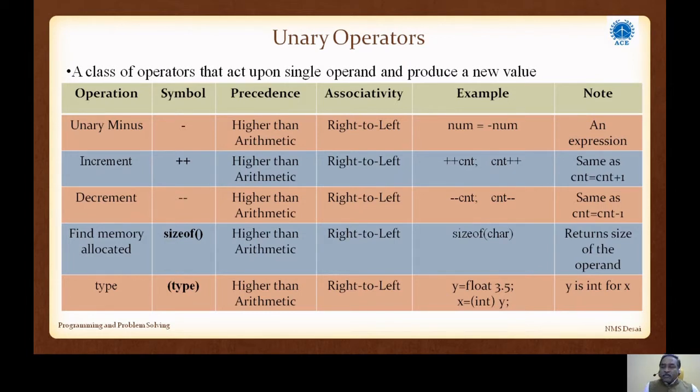Right? For example, num is equal to minus 1. It's an expression. So a unary operator does not give a value, it gives an expression. What we understood just earlier is that A plus minus B is A minus B. And minus B is an expression, not a value. Right? Please remember that point.